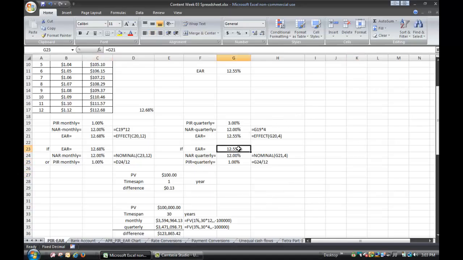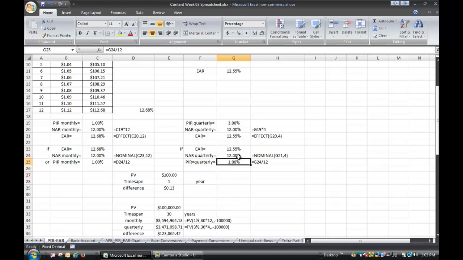Quarterly is much the same. We'll start with the 12.55%. The nominal function, G21, the 12.55, and then we use 4 for the compounding periods per year. And always remember that's per year. If we look at a 5-year project, you don't use 5. It's compounded quarterly, and for the proposal, you still use 4 quarters per year.